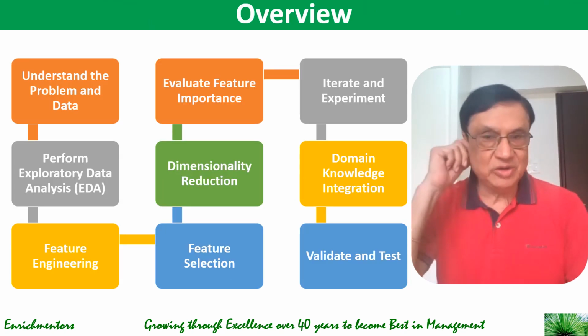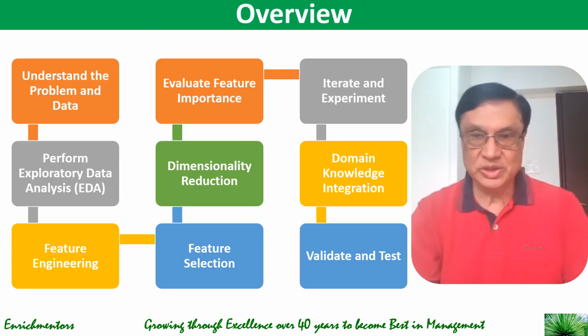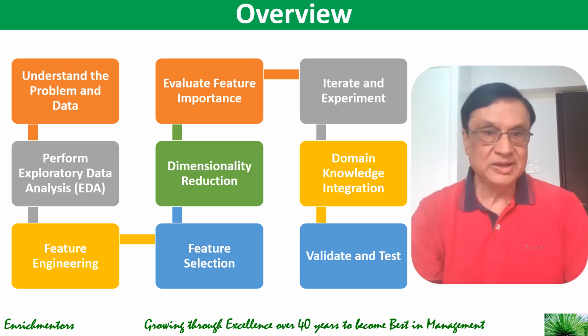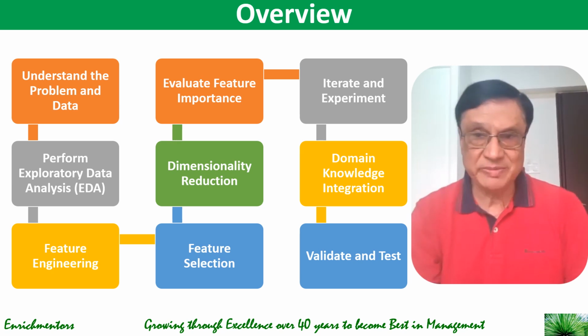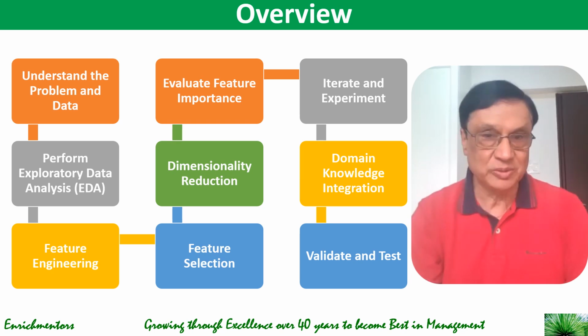First, let's look at all the steps that are needed, and I'm giving you a quick overview. You need to start by understanding the problem and data, then perform an exploratory data analysis. What that is, we will talk about. Then you come to the core, the feature engineering itself. Then you select the features. Then you do what is called dimensionality reduction. Then you evaluate the feature importance of the remaining features that you have. Then you iterate and experiment, integrate your domain knowledge, and validate and test. So that's the overall process.